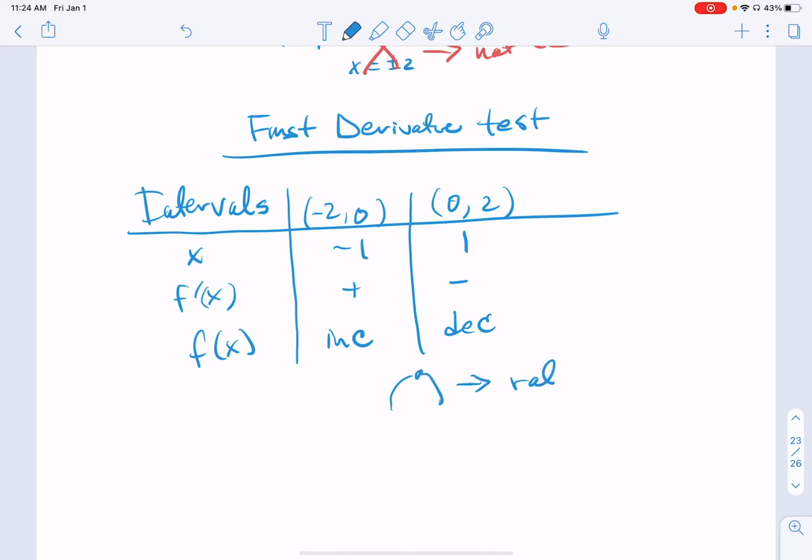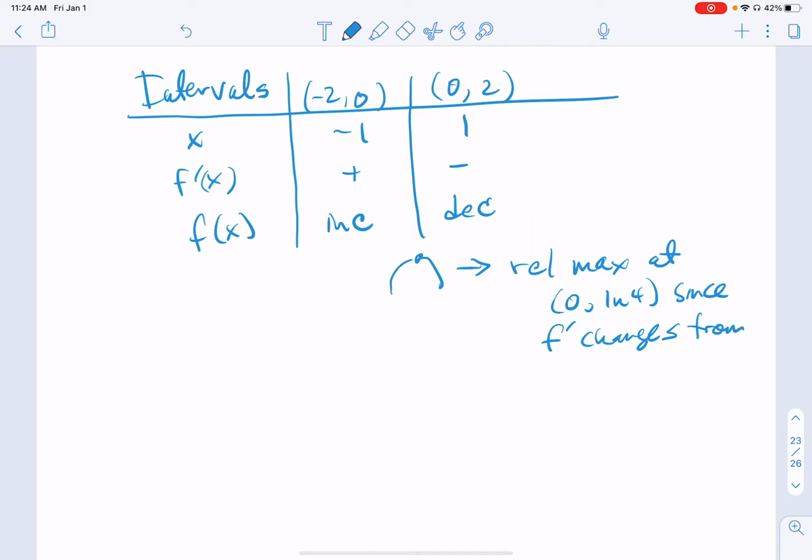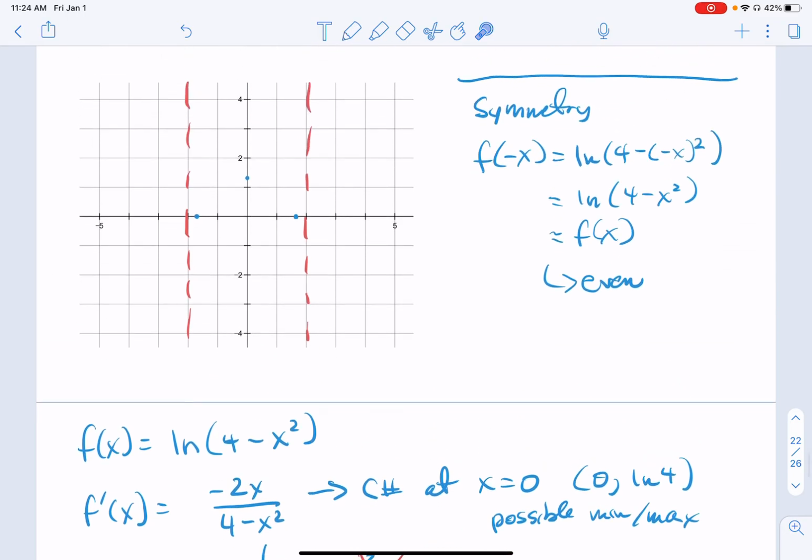We found a relative max at 0 comma natural log of 4, since f prime changes from positive to negative. Let's put some fancy parentheses around that. Fancier. At x is equal to 0, we have a relative maximum. Oh, that's what's happening right there. Okay, I can see it now.